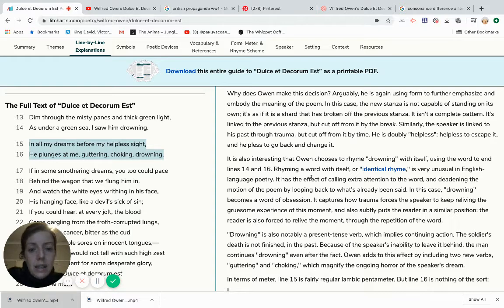Similarly, the speaker is linked to his past through trauma but cut off from it by time. He is doubly helpless, helpless to escape it and helpless to go back and change it.